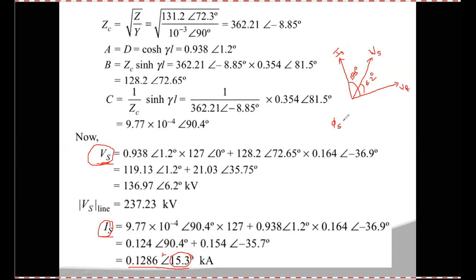Now this phi s is the angle between your Vs and Is. The angle between Vs and Is is 15.3 minus 6.2. Okay, so 15.3 minus 6.2. This is the sending end power factor angle, and power factor is equal to cos phi s, which is the cosine of this angle. Okay, you will get the sending end power factor.